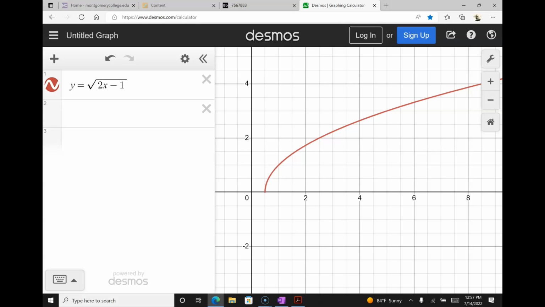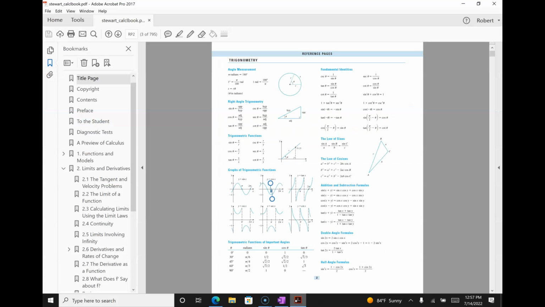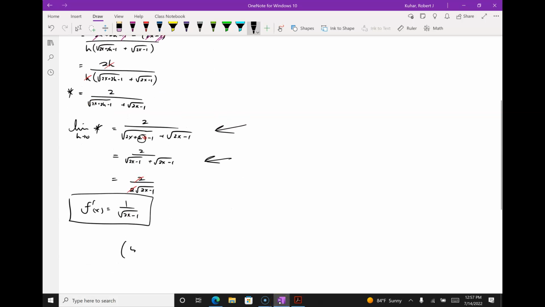Let's do 5. So when I plug in 5, I get a height of what? 3? We agree? Right? 2 times 5 is 10, minus 1 is 9, square root of 9 is 3. Yes? What's our slope? Well, it's the derivative at 5. So it's 1 over square root of 2 times 5 minus 1. So 1 over 3.